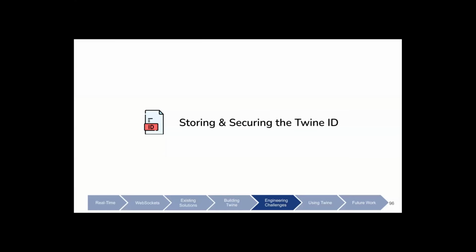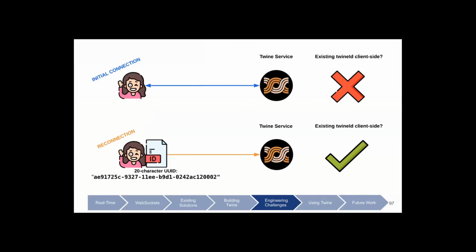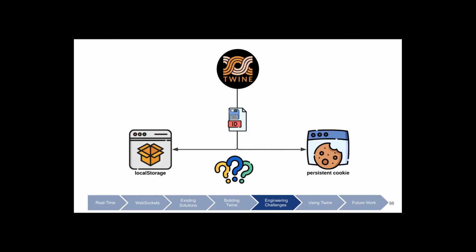One of our earliest engineering challenges was securely storing the Twine ID client side. If you recall from earlier in the presentation, the Twine ID is a randomly generated UUID that is pivotal in distinguishing between an initial connection and a reconnection. To make this logic work, we needed a reliable way to store the Twine ID client-side. Our options were local storage or persistent cookies.